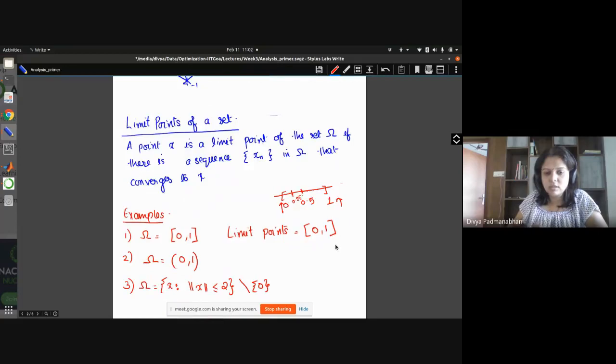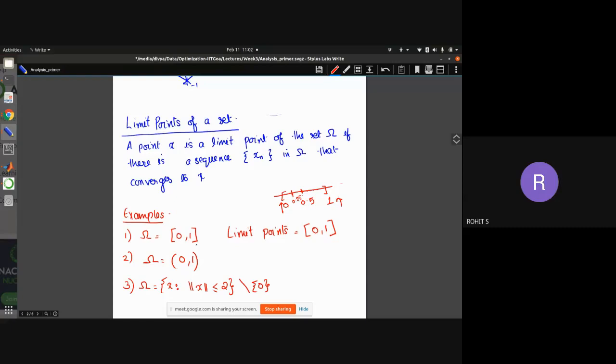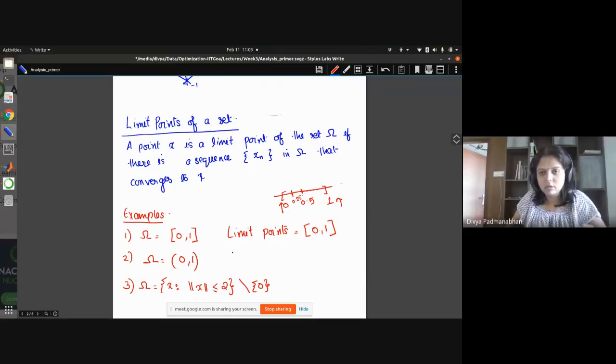Now what about this open interval 0, 1? What are the limit points there? Everything from 0 to 1, including 0 and 1. So here the limit points are the same thing, right? Somehow my handwriting is becoming very bad today. So the limit points are 0, 1, the entire closed set 0, 1.